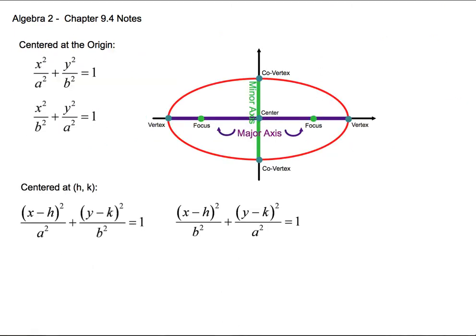All right, so here's what an ellipse looks like. It's the red shape there. It's an oval. Most people refer to it as an oval. And it's got several things that are really important on it. It's got a center, which is right here in the very middle.